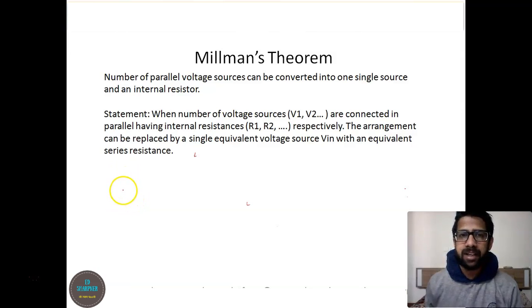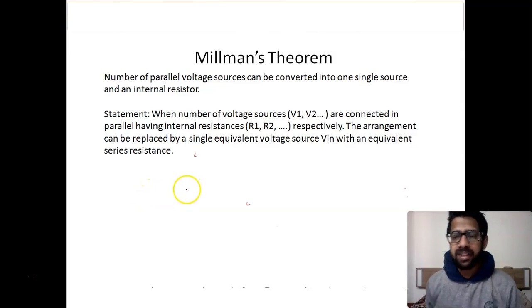The formal statement of Millman's theorem is: when n voltage sources V1, V2, V3 up to Vn are connected in parallel, having internal resistances R1, R2 and so on, the arrangement can be replaced by a single equivalent voltage source V with an equivalent series resistance. So let us see how it looks.